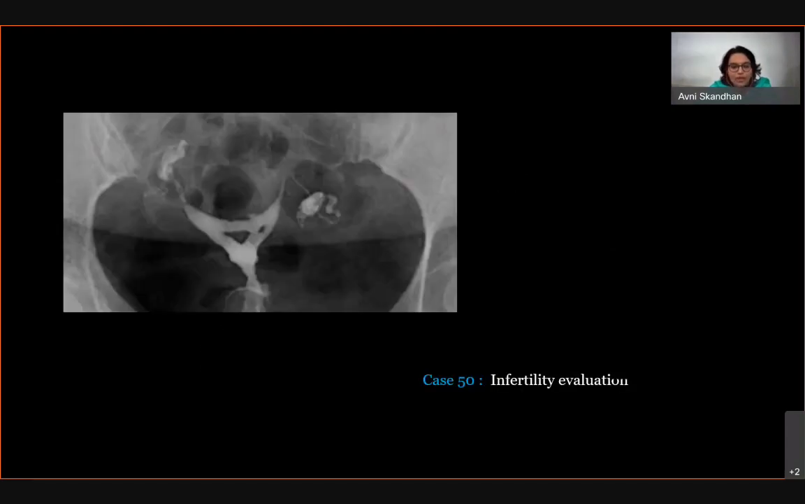Okay. Now, this is my last case. This patient was again being evaluated for infertility. It is an HSG. So what is your diagnosis? Very good. So what are the other things that you can see as filling defects in an HSG? It can be a polyp.